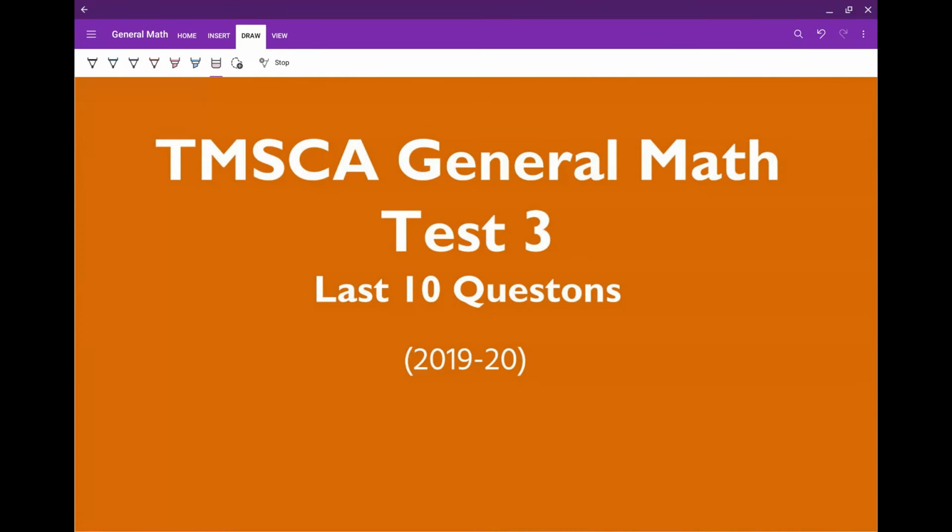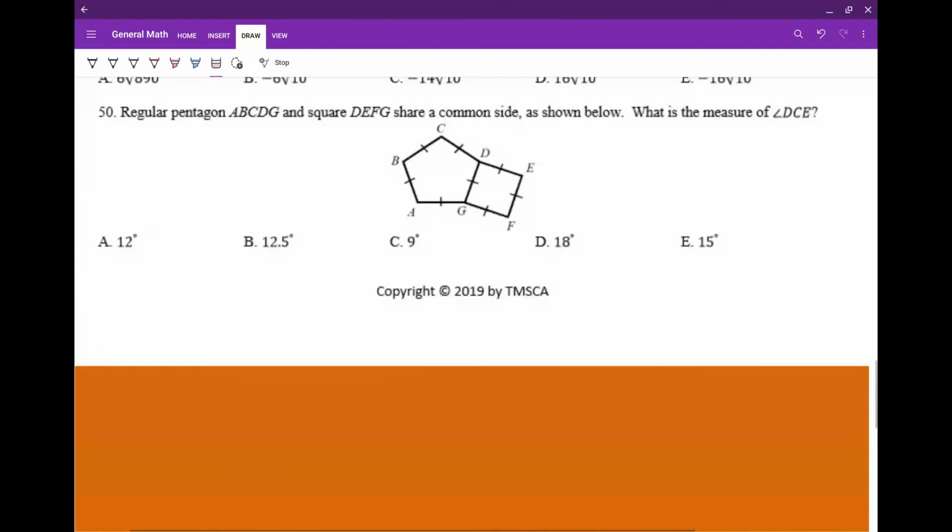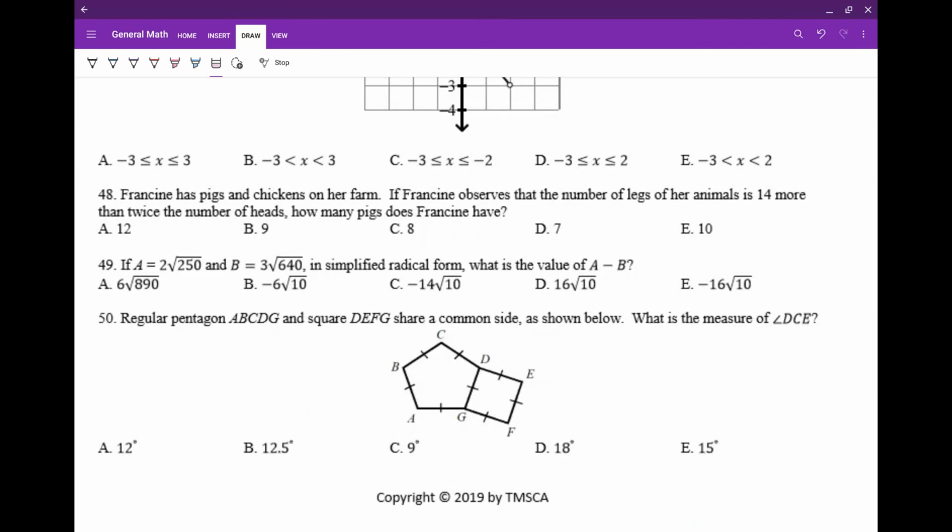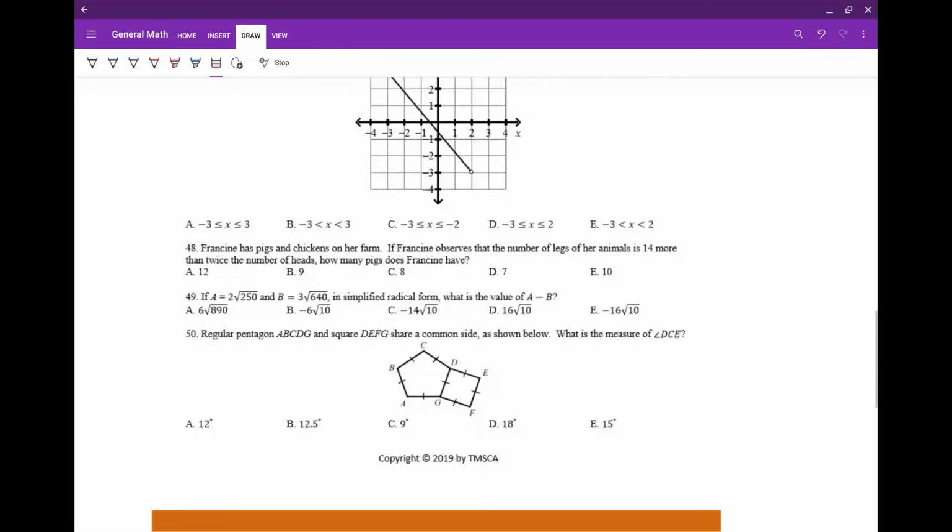General Math, Test 3, 2019-20. We're on question 49. If A is equal to 2 root 250 and B is equal to 3 root 640, in simplified radical form, what is the value of A minus B?